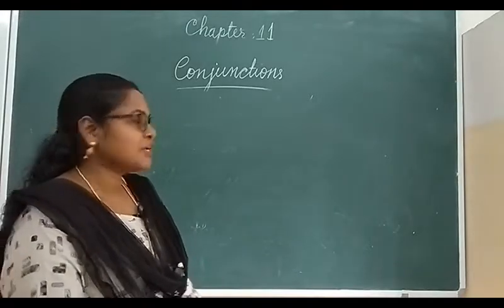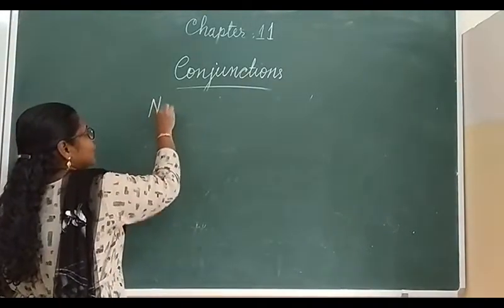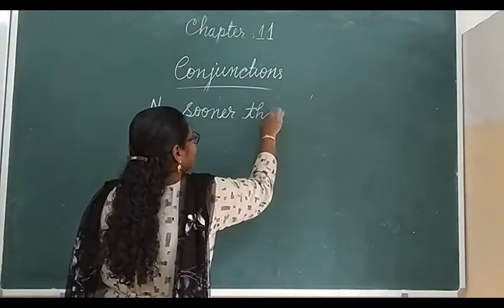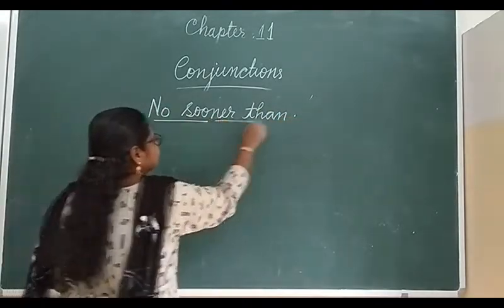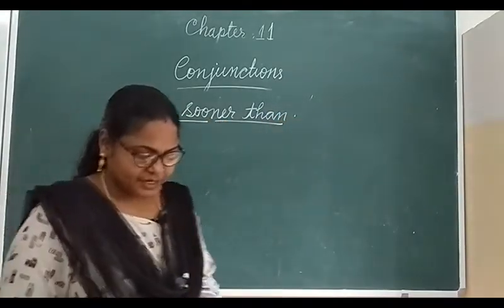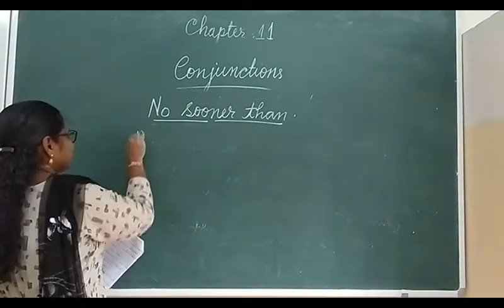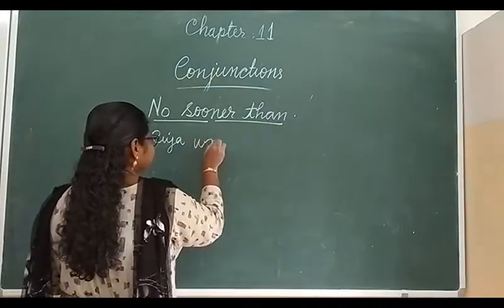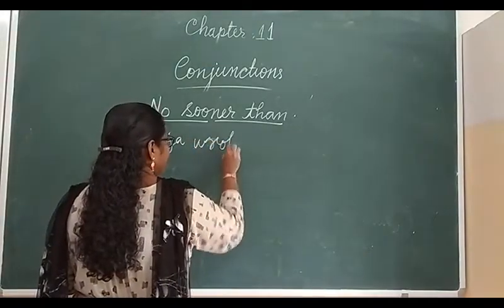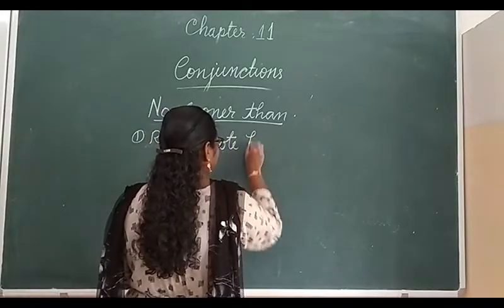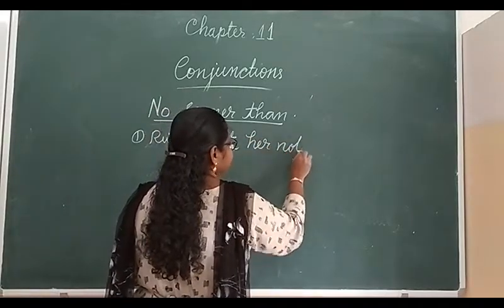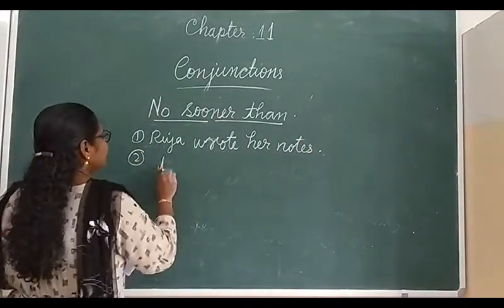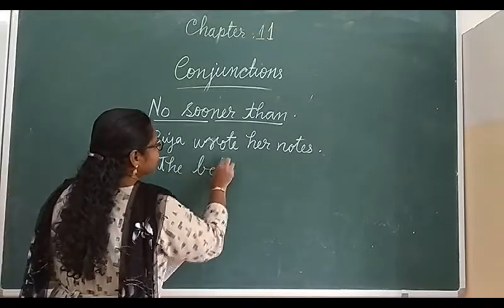Next conjunction is "no sooner than." No sooner than. The first sentence, Ria wrote her notes. Second sentence, the bell rang.